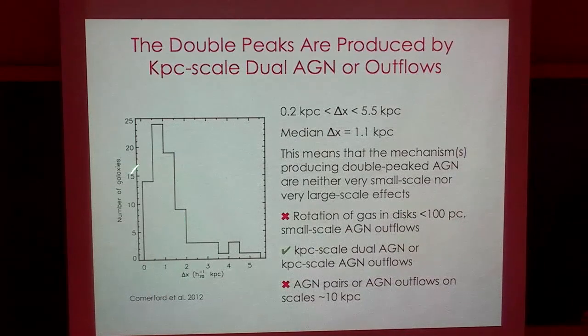Now, the smallest separation we measure is 200 parsecs. So we don't have any cases where we don't resolve the difference in position between the two emission components. So that means there's not a very small scale effect, you know, sub 100 parsec scale effect that's producing the double peaks. Instead, the median separation is around a kiloparsec. So whatever is producing the double peaked AGN is a kiloparsec scale effect, either dual AGN or outflows. Okay, so this follow-up long slit spectroscopy is already giving us some information about what's producing the double peaks.